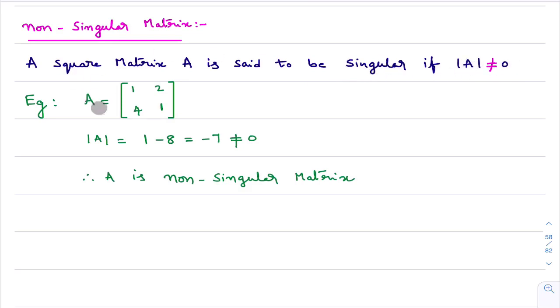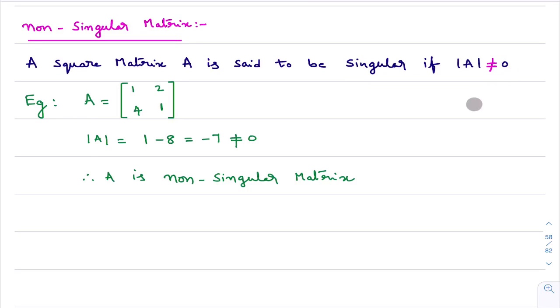How to decide a matrix is non-singular or not? Here they have given one matrix. You just calculate det A. If det A is not equal to 0, then we say it is non-singular. Calculate det A. 1 into 1, 1, minus 4 into 2, 8. 1 minus 8 is minus 7. Minus 7 is not 0, right? It's a non-zero number. So determinant of A is not equal to 0, therefore I can say that this A is a non-singular matrix. You just correct here: a square matrix A is said to be non-singular if det A is not equal to 0. I hope you understand this.